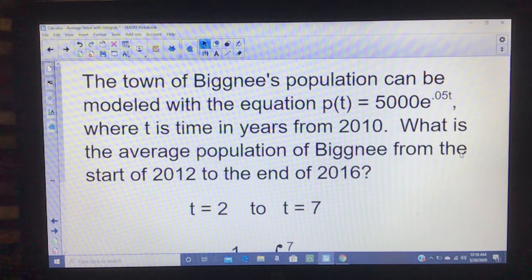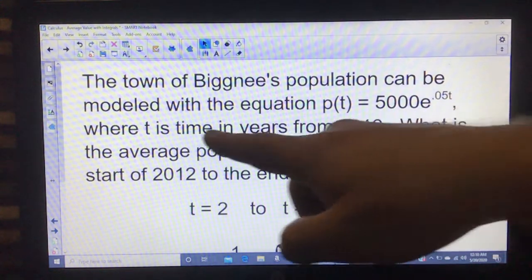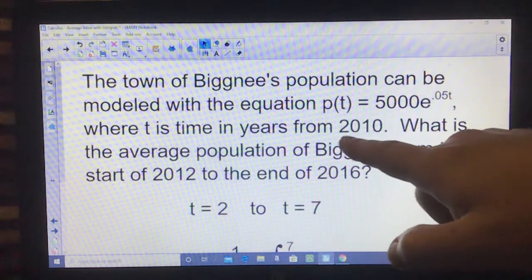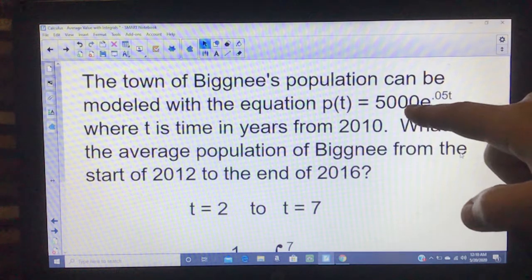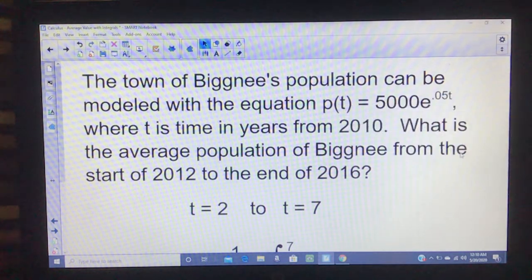All right, so this is an exponential growth equation. And if we think of time 0, which is 2010, so time 0 is 2010. If we plug 0 in here, we can get any value. If we plug 0 in, the population of Bigny in 2010 was 5,000. Now, it's growing, so it's going to be different in 11 and 12 and so on.